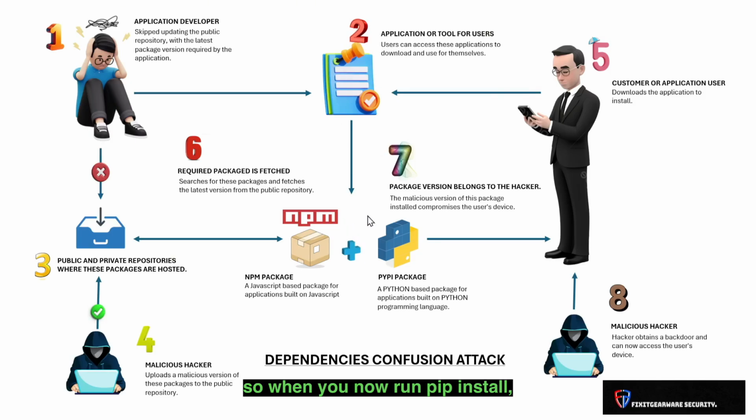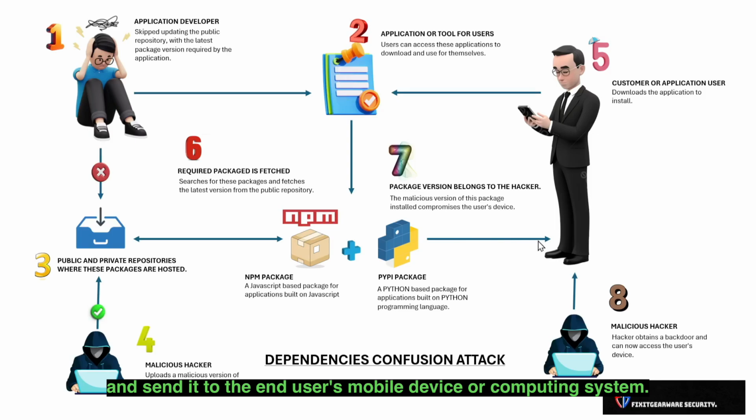So when you now run pip install -r requirements.txt, what you're trying to say is the pip tool, which of course belongs to Python, should connect to the public and private repository and download the necessary packages in order to be able to run this application and send it to the end user's mobile device or computing system and install them before this application can run efficiently.